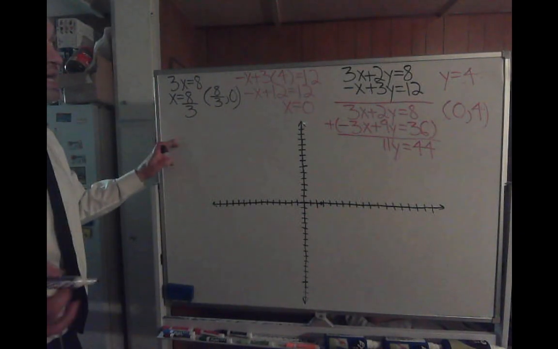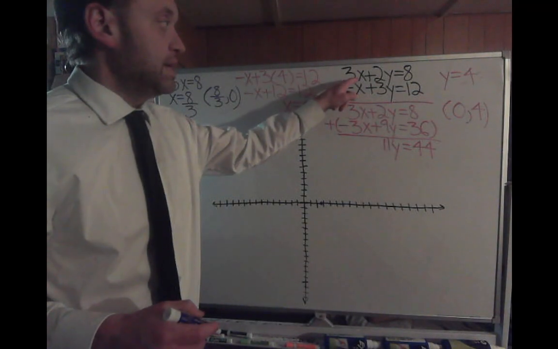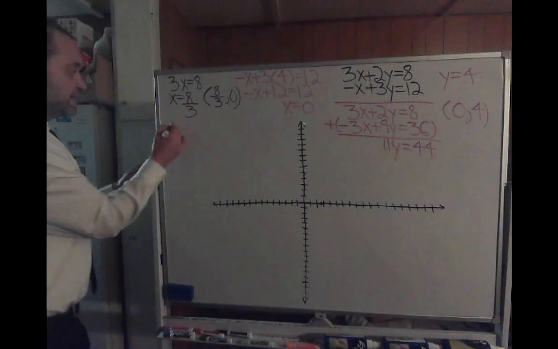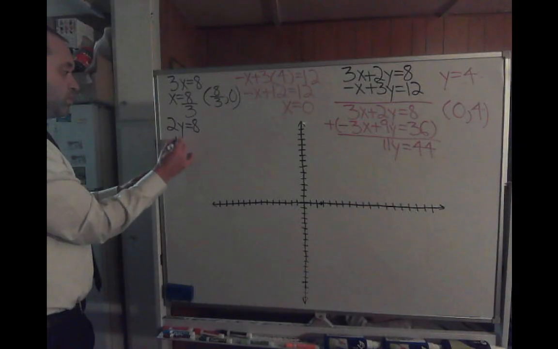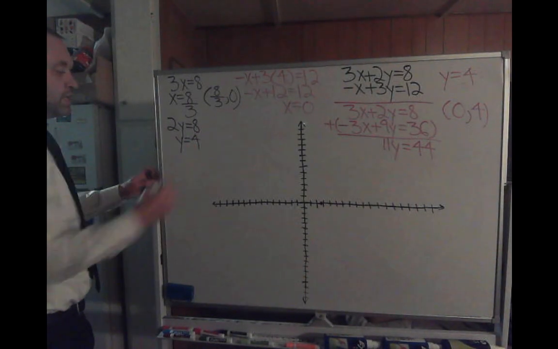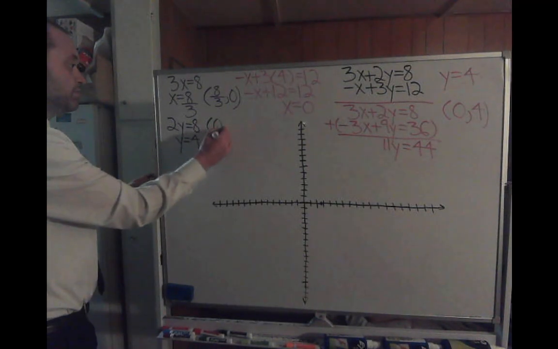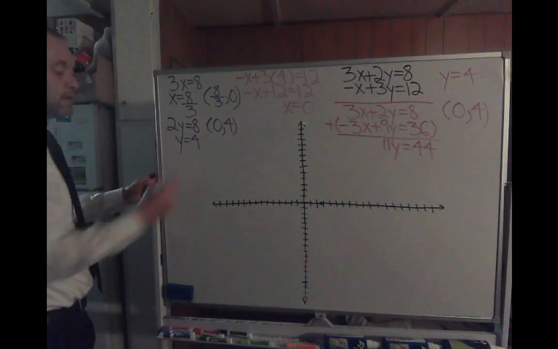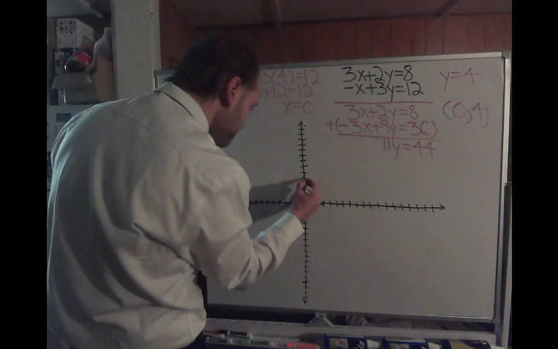Alright, now let's find the y-intercept, which can be done by putting the 0 in for x. You would just get that 2y equals 8, which would give you that y equals 4. So my y-intercept at this point would be at 0, 4. Okay, so now let's plot the point 0, 4.